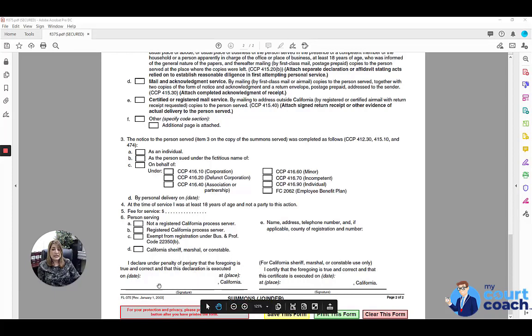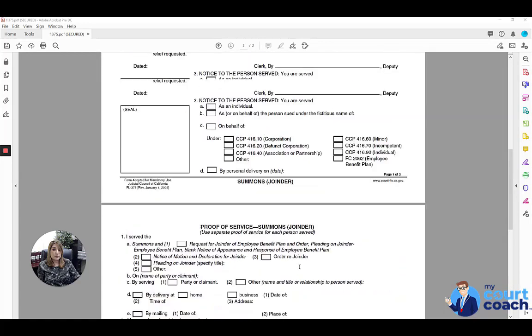They're going to sign and date at the bottom and list what county this was signed in. If it's a California sheriff or marshal, they will sign and date to the right of the form. And then this is going to be your proof of service for the summons.